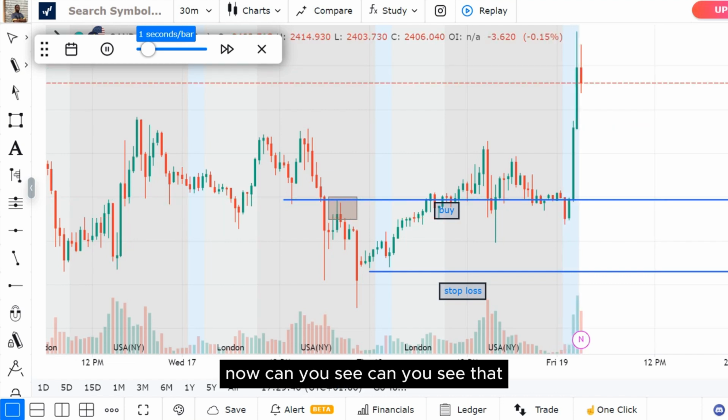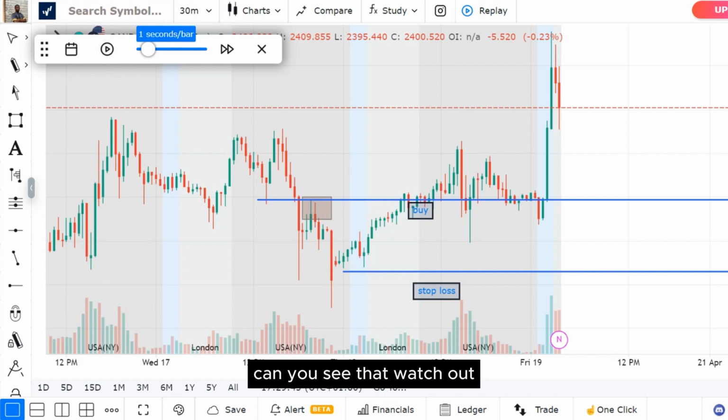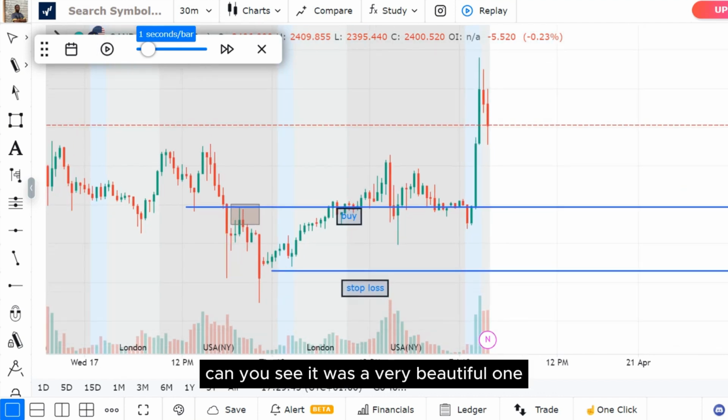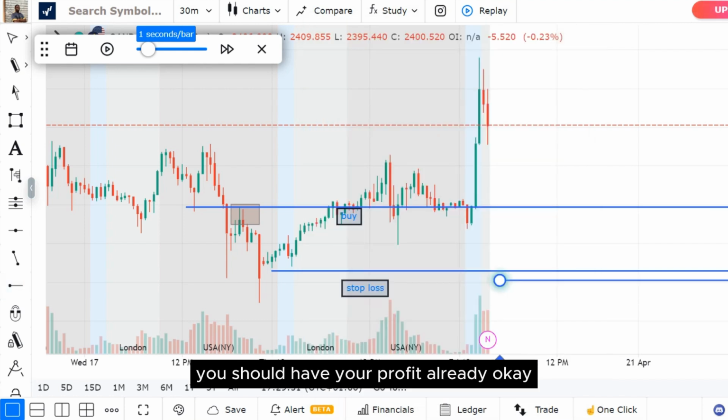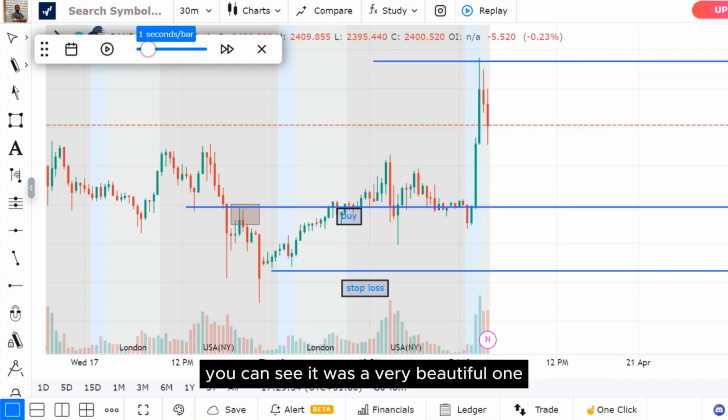Now, can you see that? Can you see that? Watch out. Can you see it was a very beautiful one? If you have 1 to 3 risks to the reward, I think at this level, you should have your profit already. Okay, you can see it was a very beautiful one.